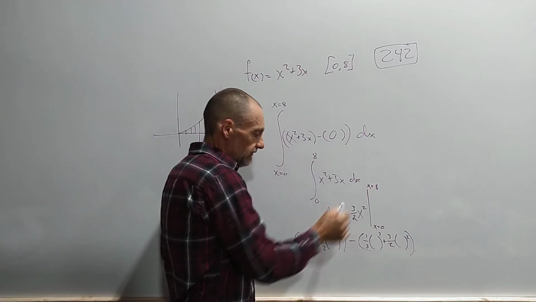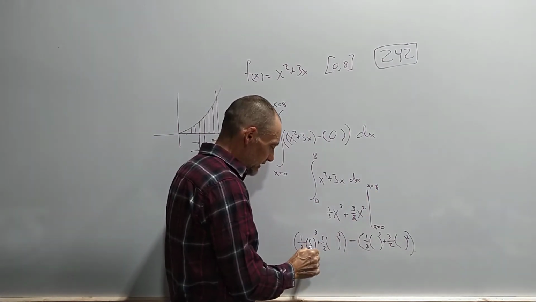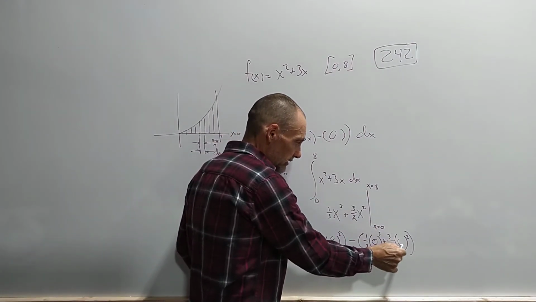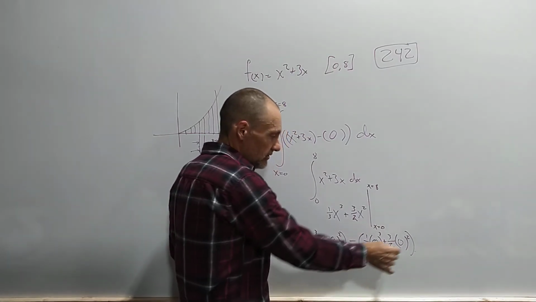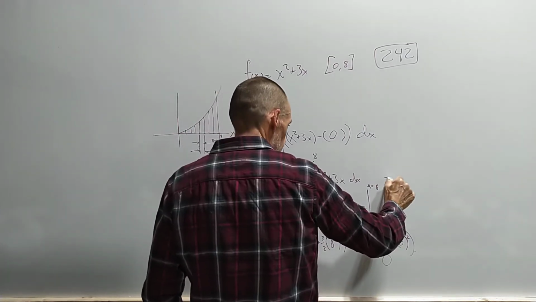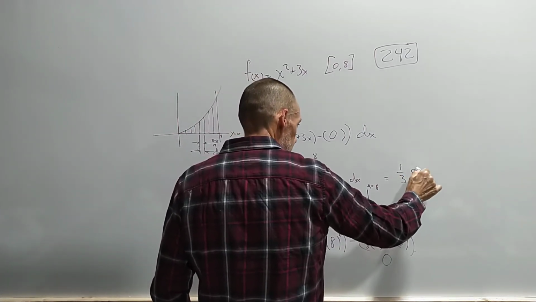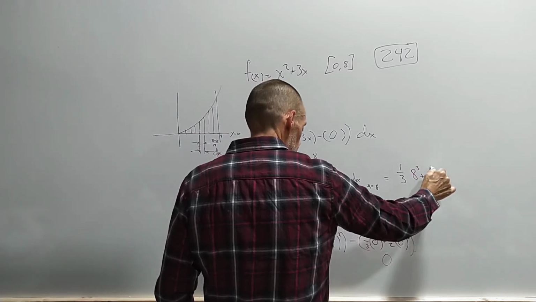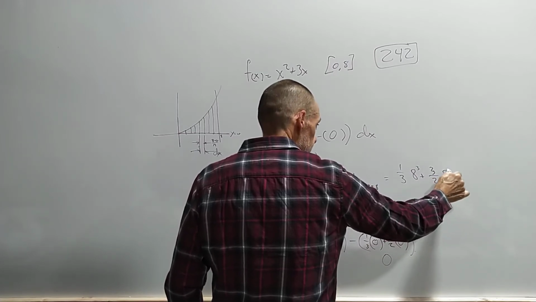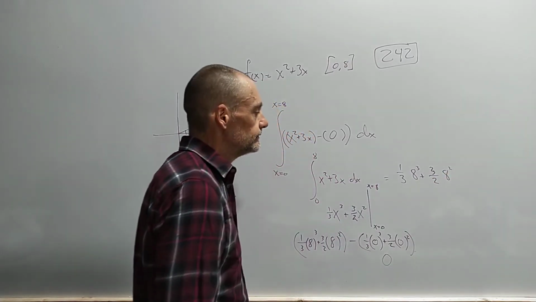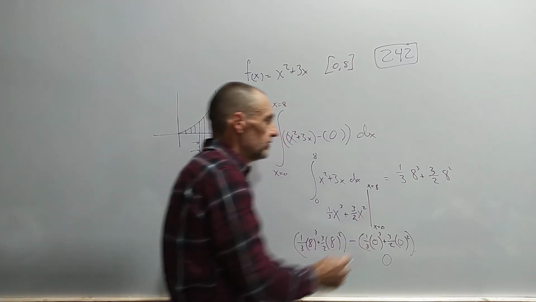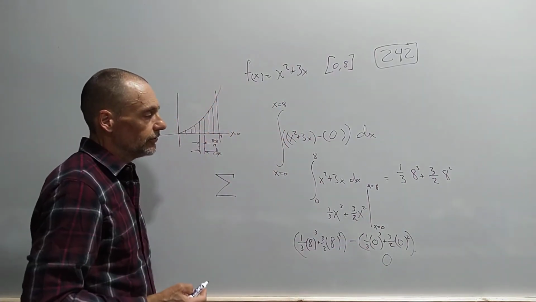Because the first one here is going to get this top x, 8 and 8, right? And the second one here is going to get the bottom x, so you get 0 and 0. Notice that this is 0 from 0, so this whole term is just 0, it goes away. So the answer to our problem here is going to be 1/3 of 8 cubed plus 3/2 of 8 squared. Now, this is going to be the area of the region under the curve.